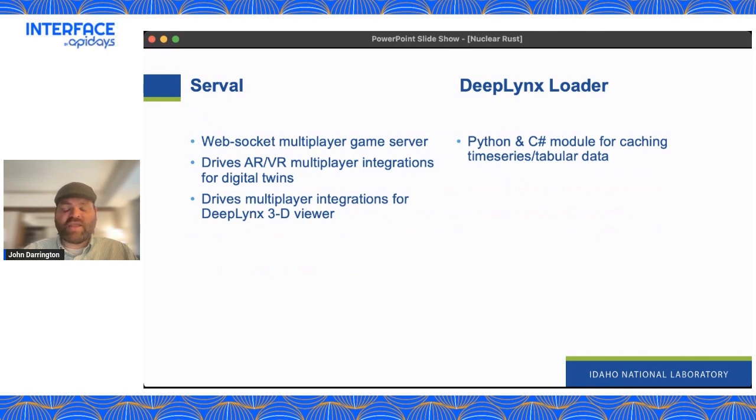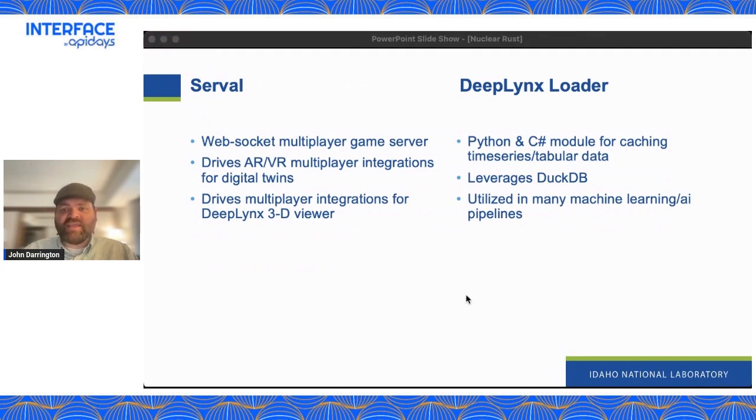We also made a loader that was a Python and C# module written in Rust for caching time series and tabular data. It leverages DuckDB, another technology that if you're not familiar with, I highly recommend that you check out. And then it's utilized in many of our machine learning and AI pipelines at INL.